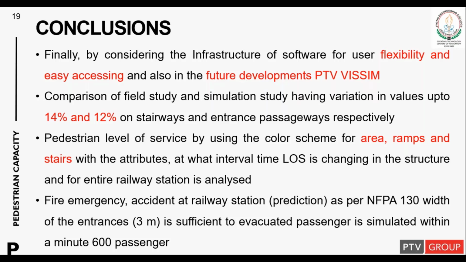If a fire accident, a fire emergency, happens at the railway station, it's a prediction only. We can simulate that. After the fire accident, the number of passengers that can evacuate from that structure cannot be imagined. For that, PTV Vissim is more useful for prediction of how the fire accident happens, and how many passengers or pedestrians can evacuate from the structure with that minimum entrance or exit width can be easily simulated.